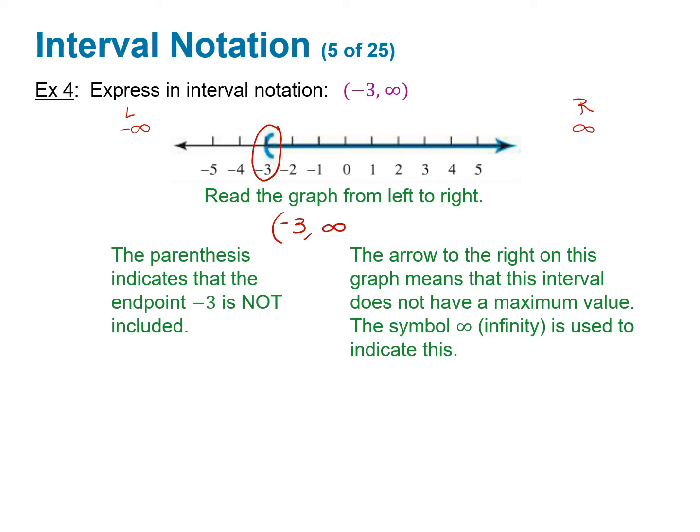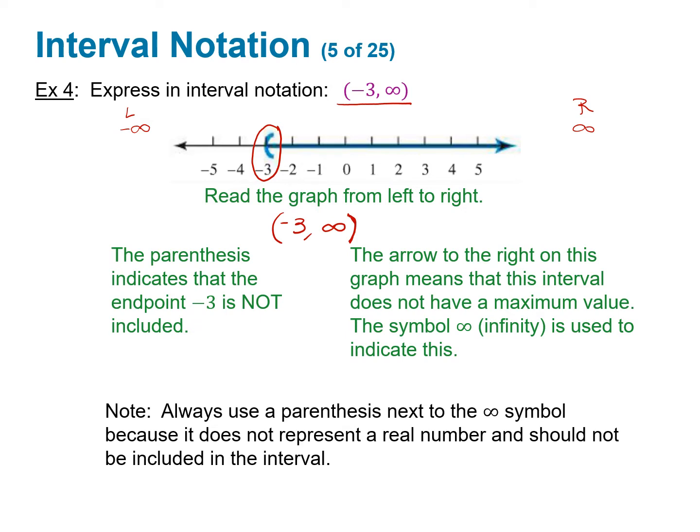And my question to you is, what do you think? Are we going to put a parenthesis or a hard bracket on infinity? Well, you can see the answer here. We would definitely put the parenthesis because infinity is a construct that you can never actually reach. So we can't actually touch infinity. Therefore, it would not be included in our set, but that's the direction in which we're headed, towards positive infinity. So there's always a parenthesis next to infinity because it does not represent a real number and should not be included in the interval.